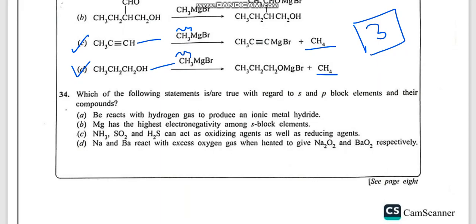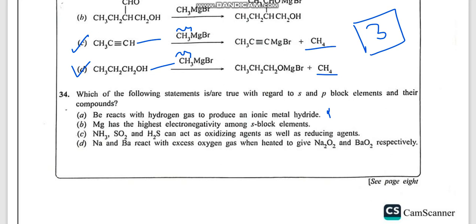34. Which of the following statements is true with regard to S and P block elements and their compounds? Beryllium reacts with hydrogen gas to produce an ionic metal hydride. We know that beryllium doesn't react with hydrogen, no? Magnesium has the highest electronegativity among the S block elements. How can we think of it?